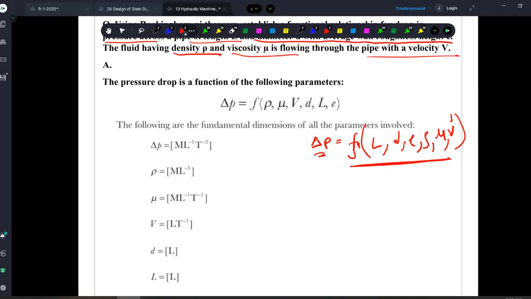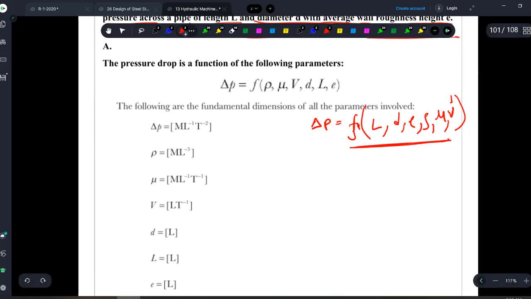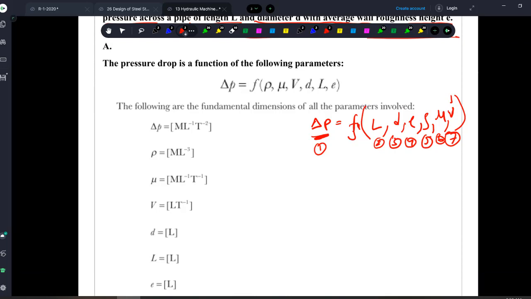Okay, so in Buckingham pi theorem what we do is reduce the number of variables involved. So how many variables are there? 1, 2, 3, 4, 5, 6, 7. Okay, into how many terms can we reduce? Always remember, we can reduce by the number of fundamental quantities present in your total variables.